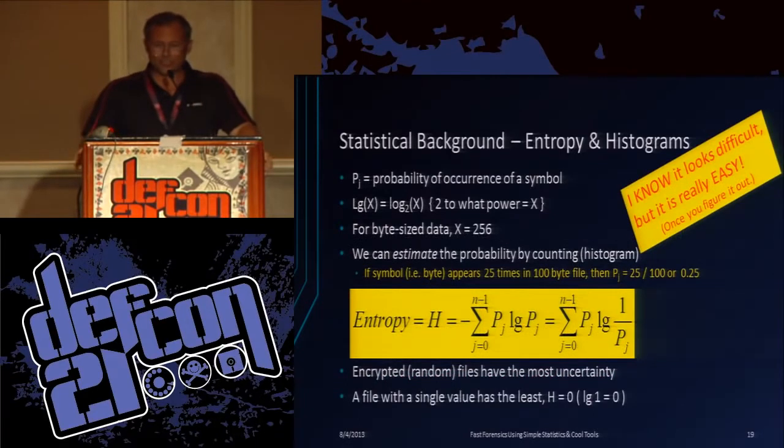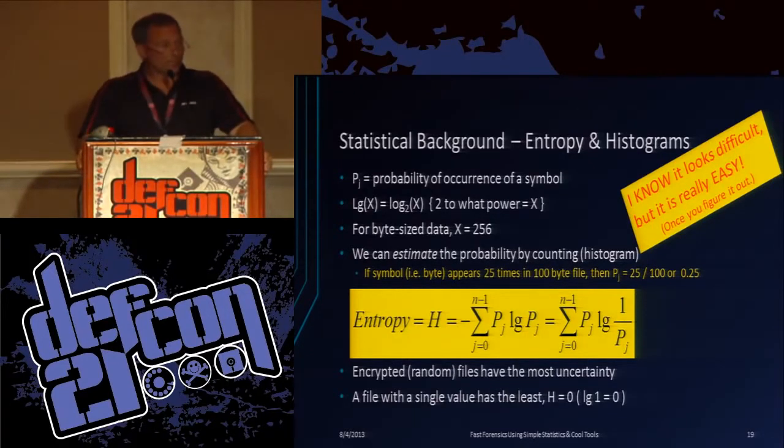All right, a little bit of statistics here. P is the probability. The log is often abbreviated LG to mean log base 2, and that's simply 2 to what power equals x. So log base 2 of 256 is 8. Log base 2 of 4 is 2. Log base 2 of 8 is 3, and so on.